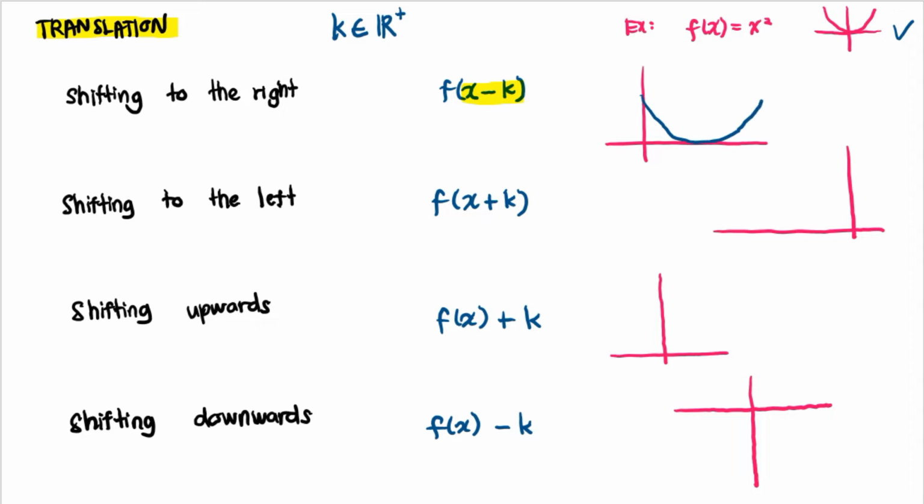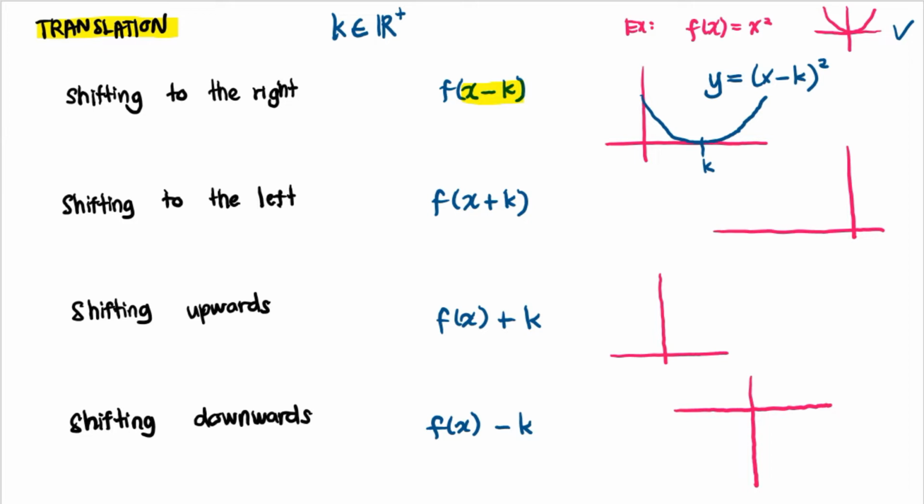This is k, because we shift to the right by k units. So our function now looks like f(x) equal to (x minus k). Sorry, y equals (x minus k) squared, because we shift the graph to the right by k units.